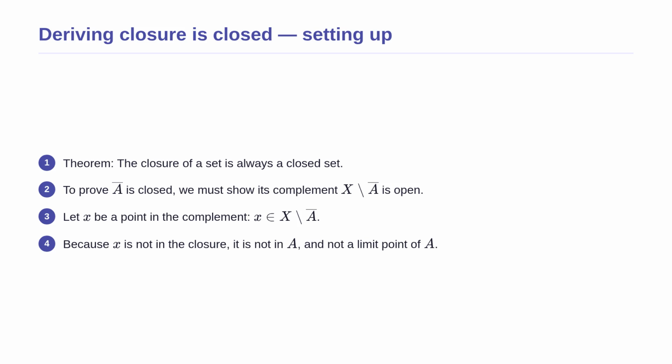Now that we have successfully used the formula in two examples, let us understand a fundamental theorem. The closure of a set is always a closed set. To prove a set is closed, we must show that its complement, meaning everything completely outside of it, is an open set. Let X be our entire metric space. We will look at the points outside the closure. Let x be a point in this outside area. Because x is not in the closure, it is not in A and it is not a limit point of A either.